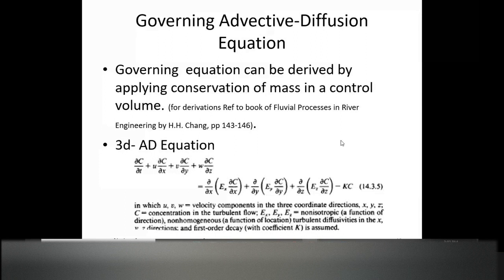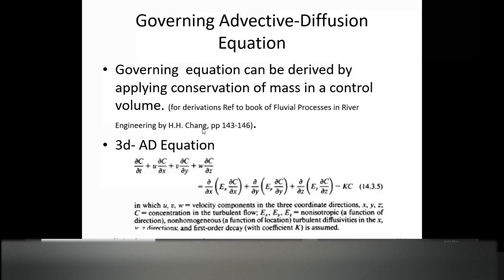An equation similar to the continuity equation we have dealt with in river flow analysis and in dynamic routing can be developed. I am not going into the derivation of this equation, which we call the advection dispersion equation, which can take care of the advection process and also the dispersion or diffusion process.